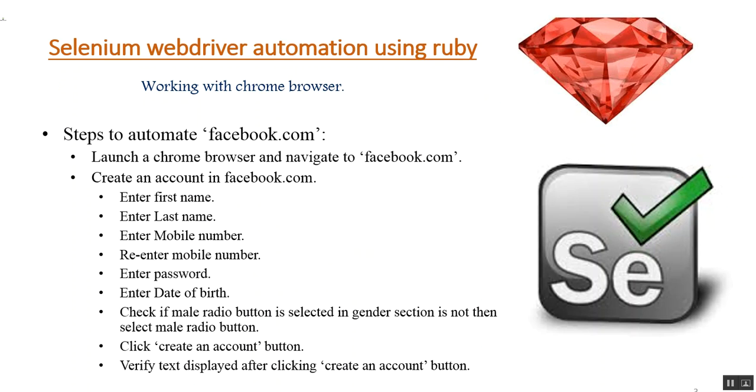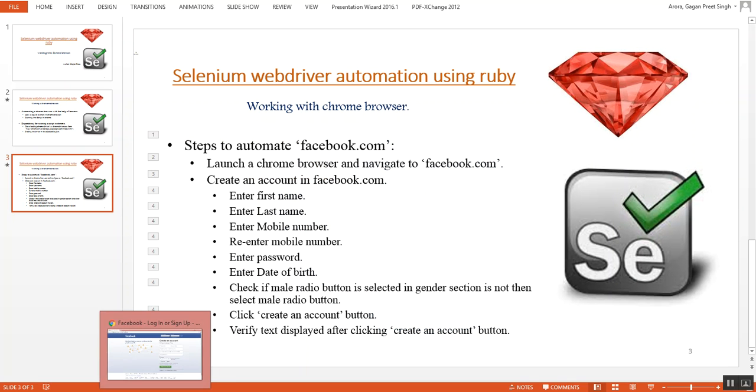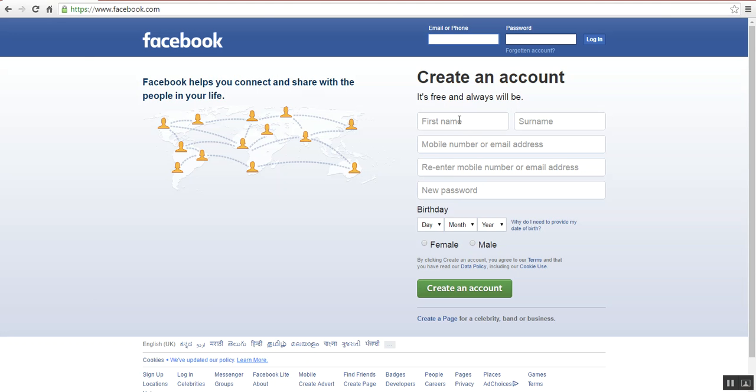Let me first navigate to the browser and show you how it looks. So we are at the home page. This is the create an account section. We have to enter some text in the first name section. So we'll write Selenium, let's say, and the surname is WebDriver. Let's say the mobile number. I'll type the same mobile number over here. Then I'll type a password.